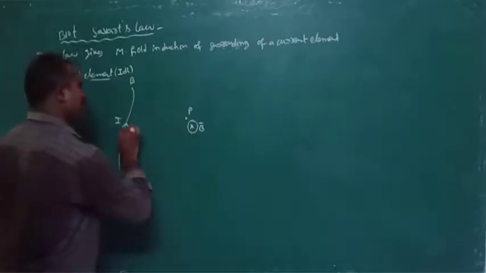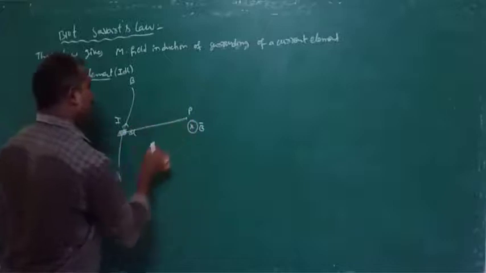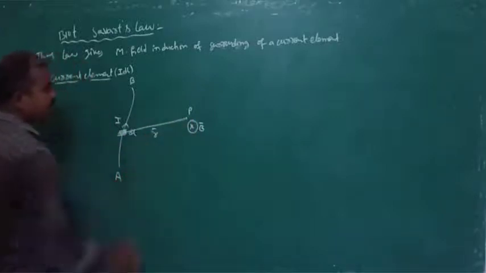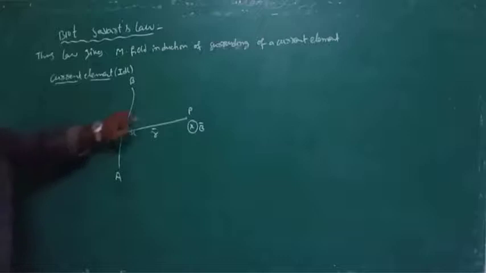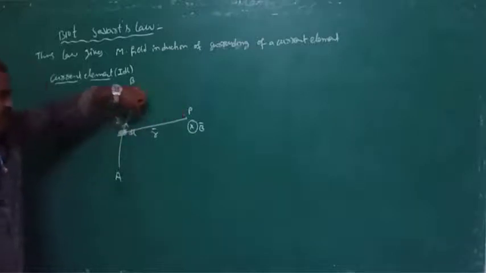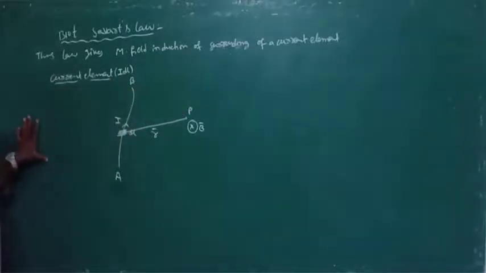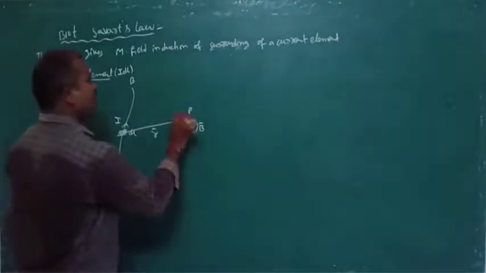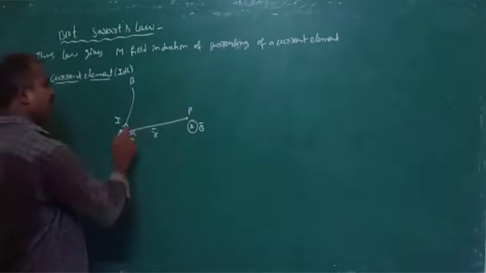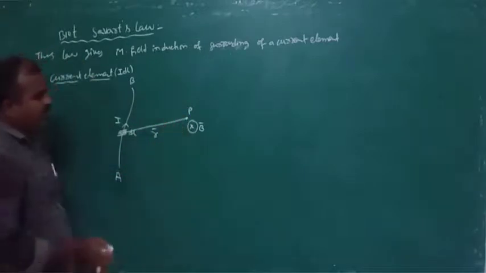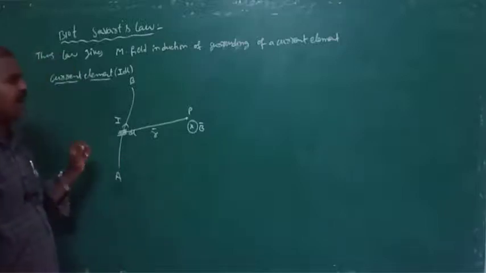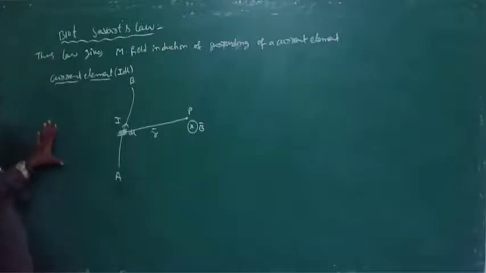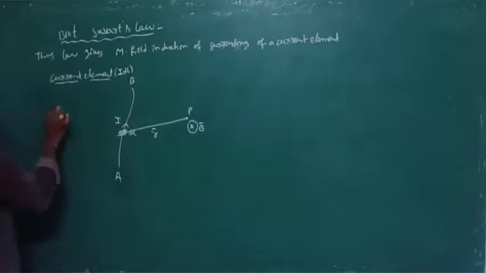Let us take a distance of r bar. r bar is the distance between the current element and this point. The distance is r bar, the distance between the current element and the point where we consider the magnetic field induction.